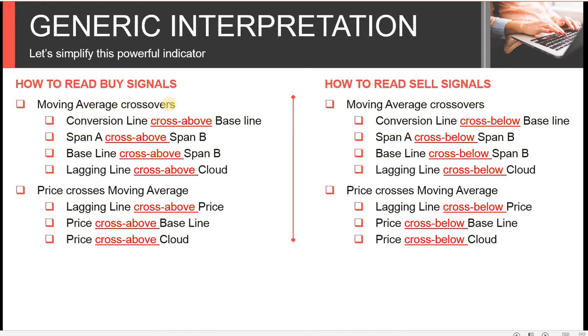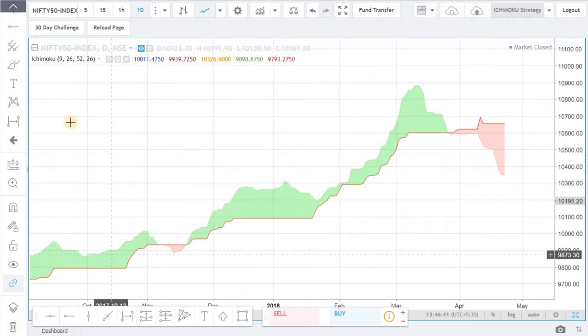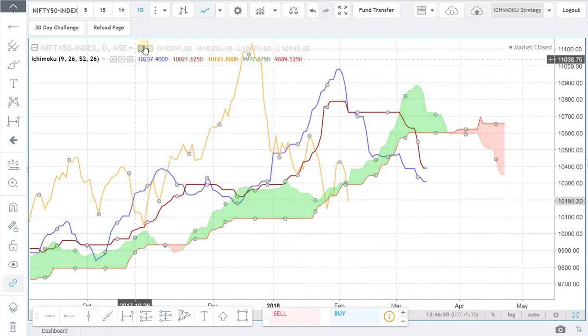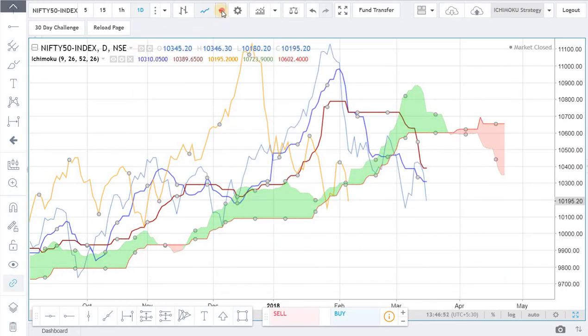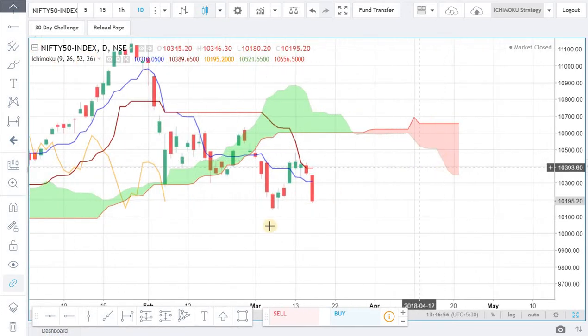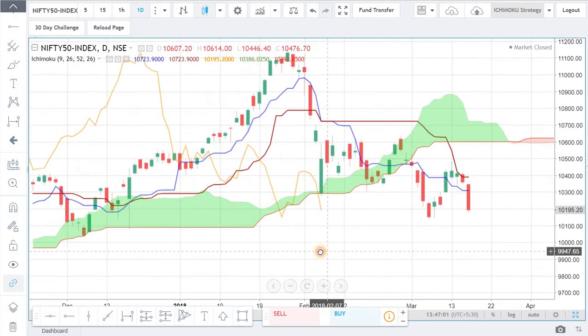So what are all the moving average crossovers that we can actually find? Let me delete. Okay, and let me get everything back. Lagging line, yeah, lagging line too, why not? And this one too, and then I make that a candle. There you go. So this is how it looks. What are all the signals?